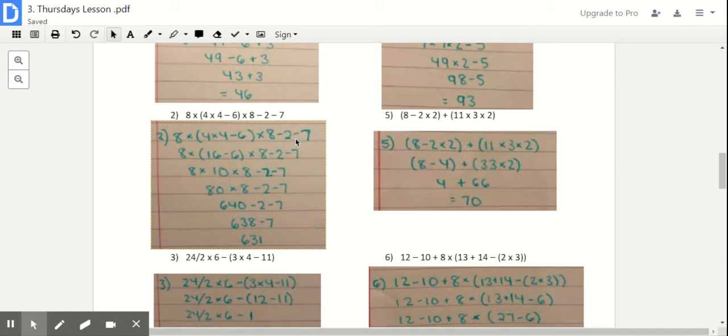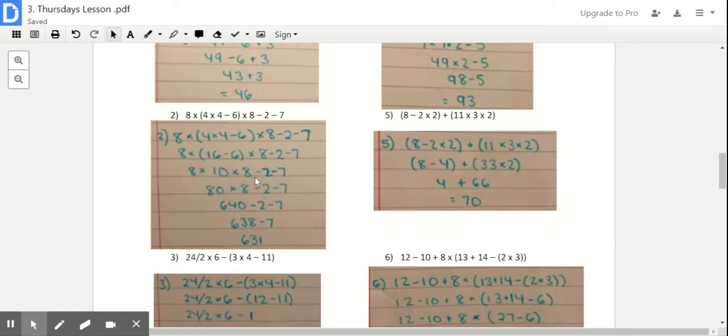Absolutely. I'm doing 4 times 4 first from the parentheses because that multiplication has a higher power than the subtraction. So that's going to lead me to have 16 minus 6 in my parentheses, and then I'm bringing everything down with it. I'm then solving for what's in my parentheses. So 16 minus 6 is 10. Now I have 8 times 10 times 8 minus 2 minus 7.